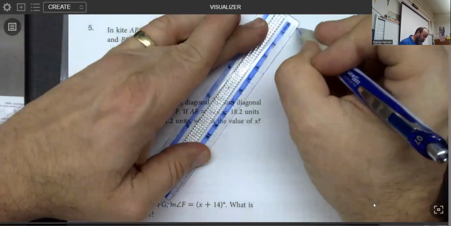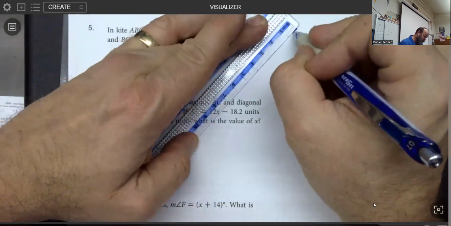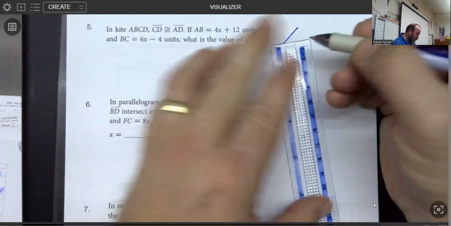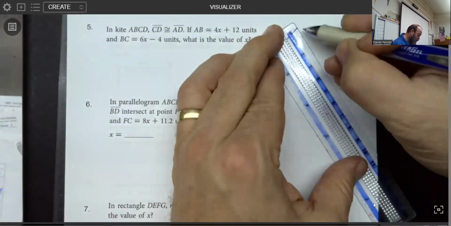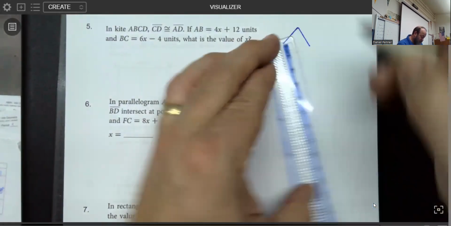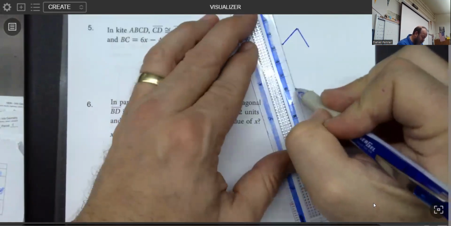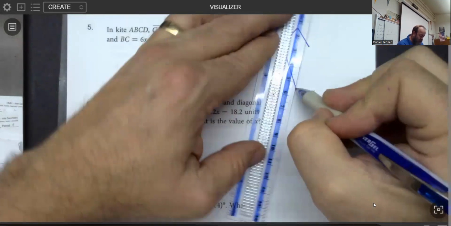I'm going to make myself a nice, pretty little kite. I'm just going to make these maybe a unit and a half long, and there we go. And then I'm just going to split this down the middle. So again, I'm not trying to be perfect with this. I'm just trying to make it look vaguely pretty good.